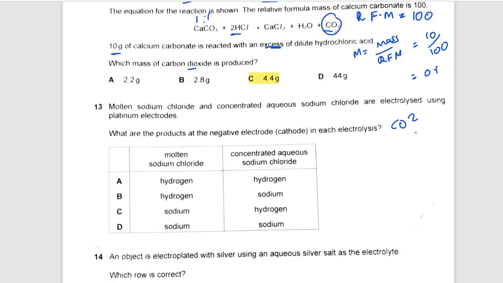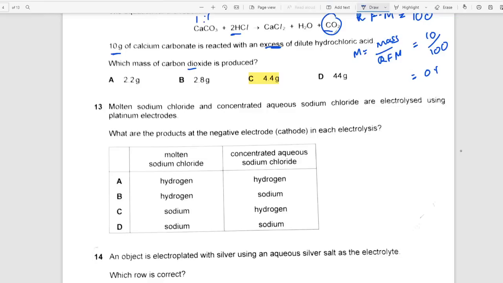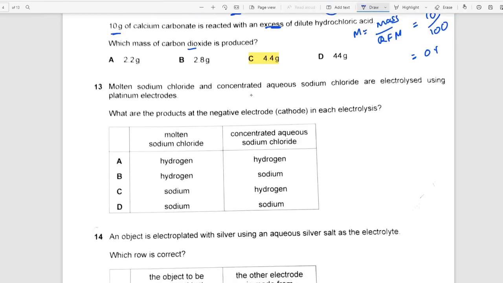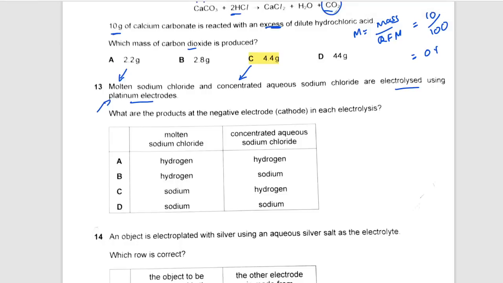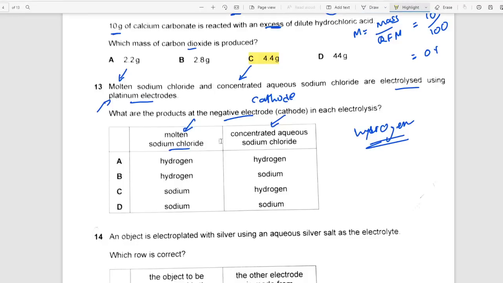Let me just quickly rub this in case we need it. Okay, the next question. Molten sodium chloride, molten form again, and concentrated aqueous sodium chloride are electrolyzed using platinum electrodes. You need to know that you can use either carbon electrodes or platinum electrodes, any of them works. It's asking what are the products at the negative electrode. So this is the cathode. Usually we told you it's hydrogen or the metals. So hydrogen is used actually in molten sodium chloride and also in concentrated. So the answer should be A.